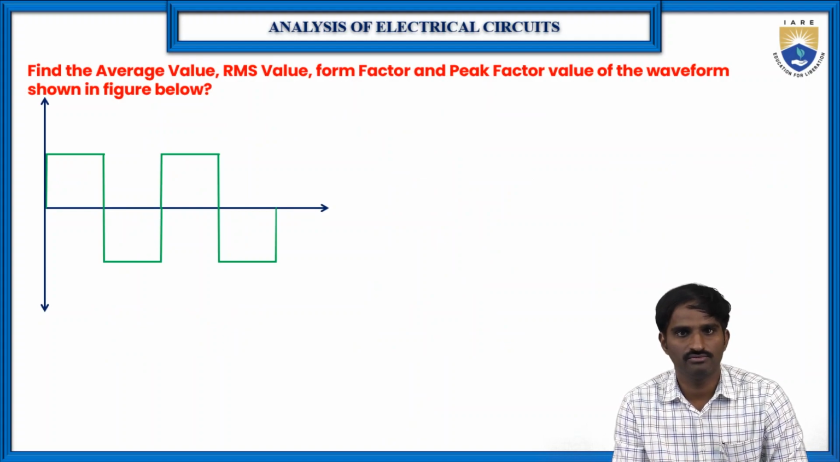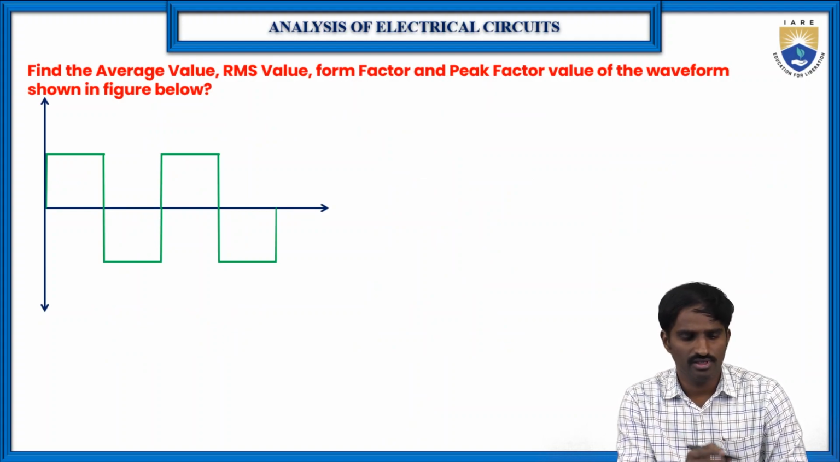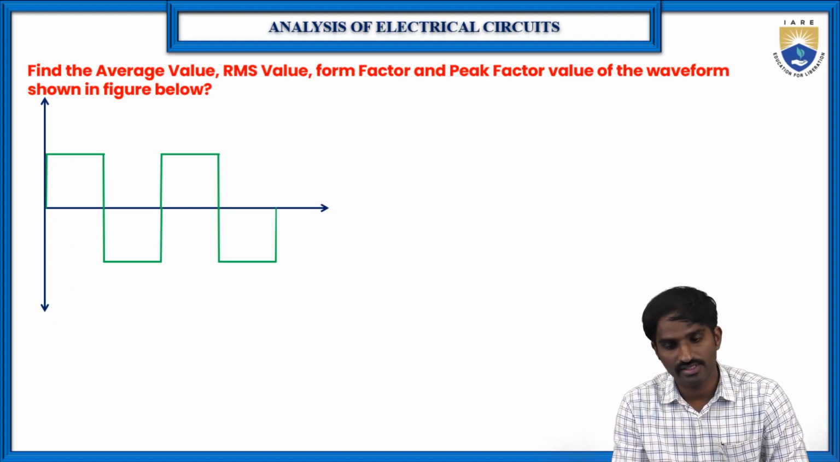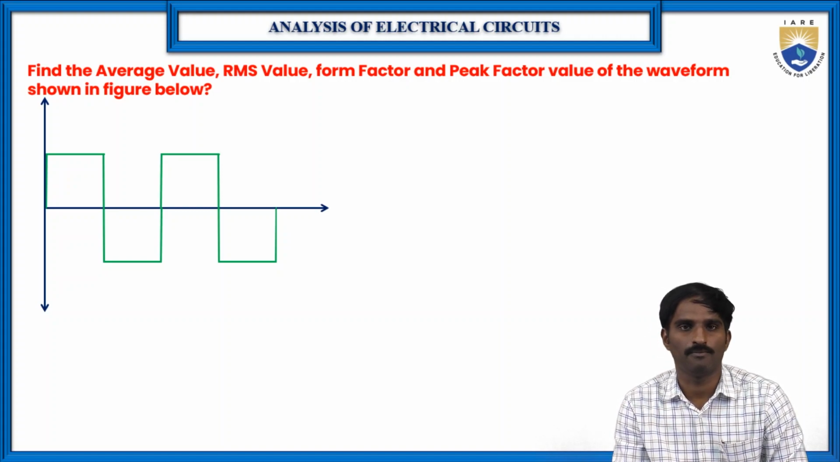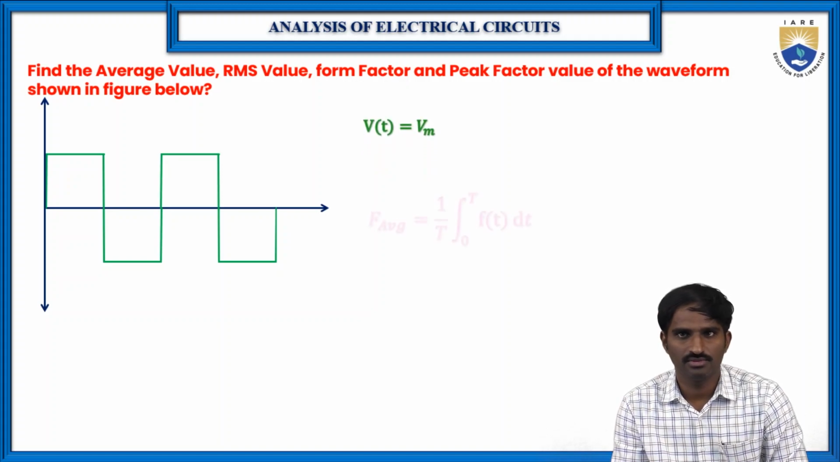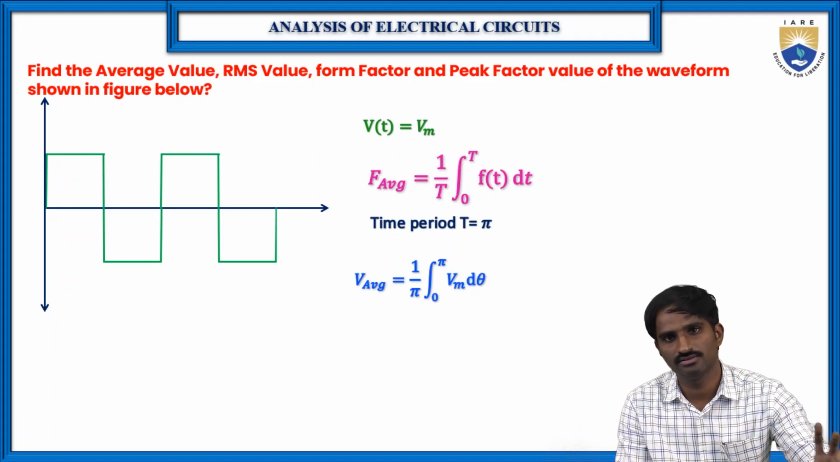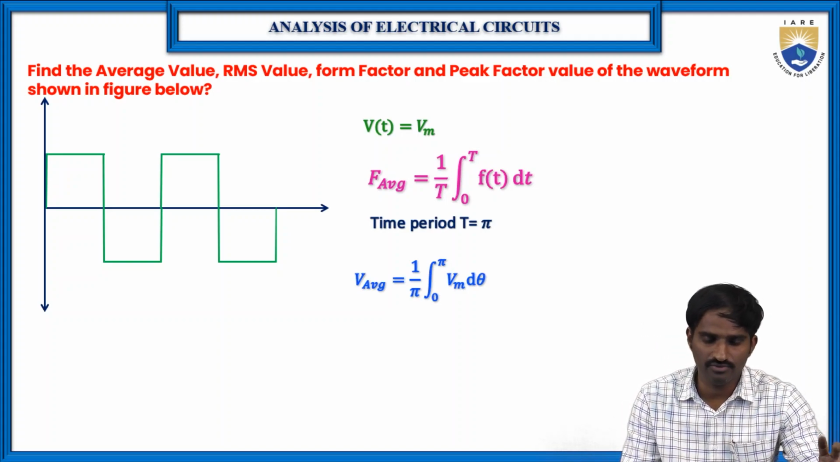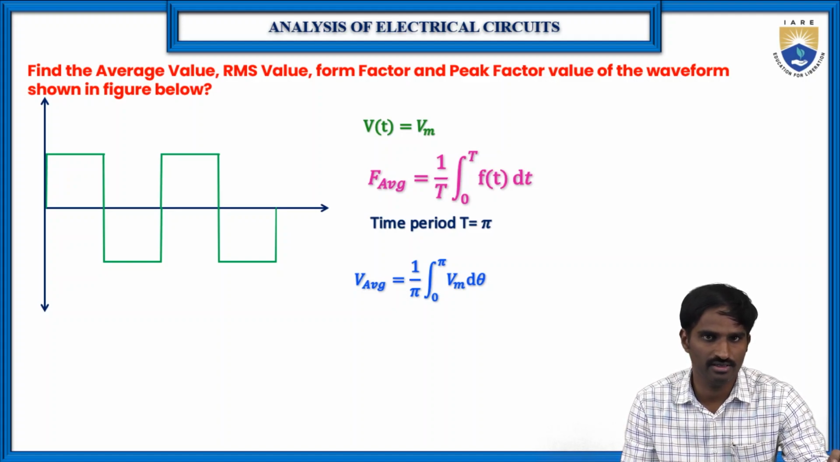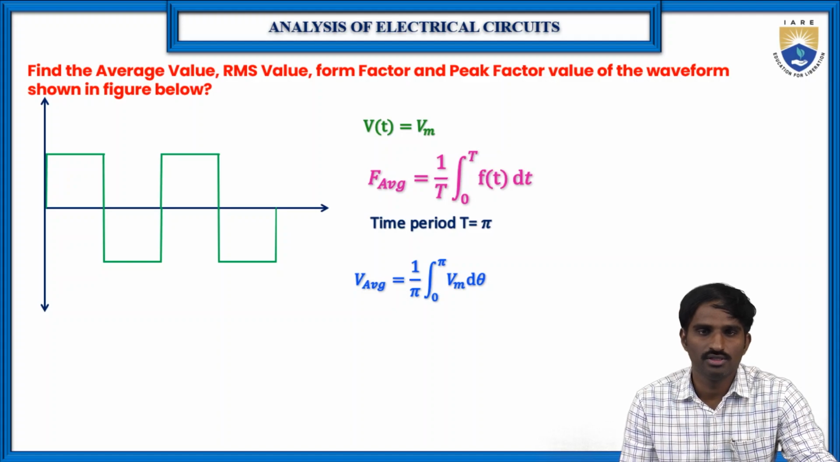Then for the square wave, because these we have already discussed, find the average value, RMS value, form factor and peak factor of the waveform shown in the figure below. The same way again, so I'm not going into detail, because there are two things we should remember so that we can identify. Then it is very easy to find the form factor, peak factor, RMS value and average value of any periodic waveform. One thing is we have to find the equation for that particular waveform, which we have already discussed.